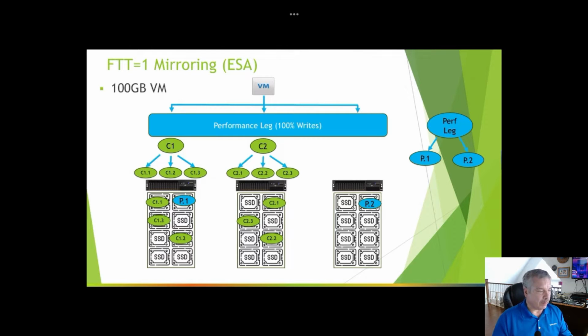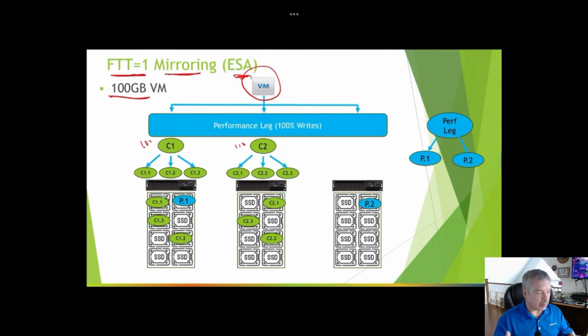Let's look at a failure to tolerate of 1, and you're doing mirroring. And this is for Express Storage Architecture. This is not the original storage architecture, vSAN. So we'll see, here's my VM. Let's say it's 100 gig in size. So this component would be 100 gig and 100 gig.